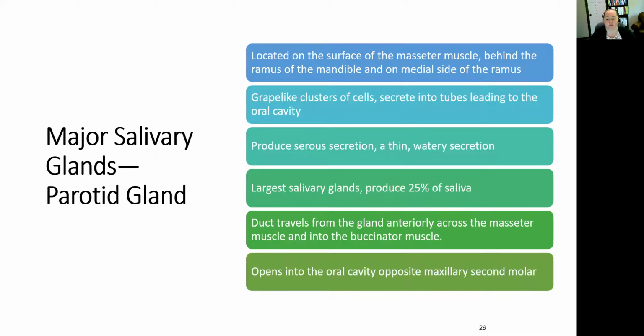They produce serous secretions. This is our parotid. Serous secretions. It's a thin, watery secretion. It is the largest salivary gland, but only produces 25% of the saliva. The duct travels from the gland anteriorly and across the masseter muscle into the buccinator muscle. It opens into the oral cavity opposite the second molar, the maxillary second molar. So what tooth numbers would that be?